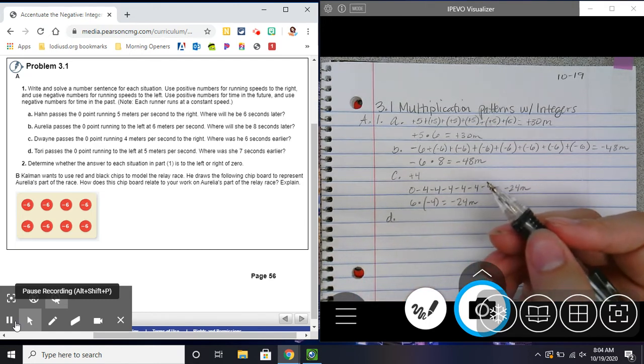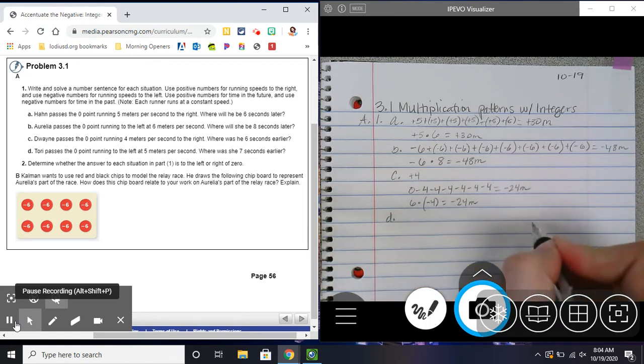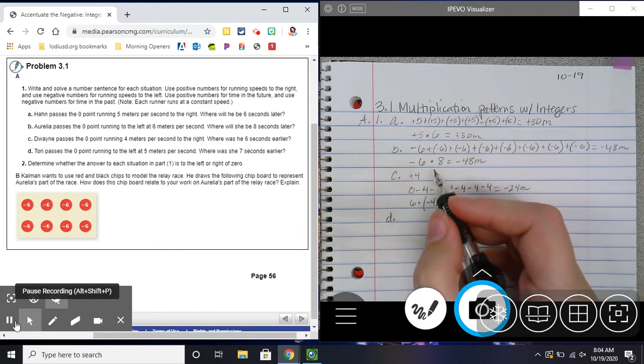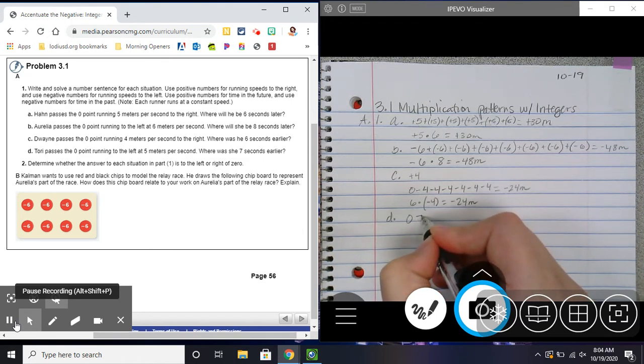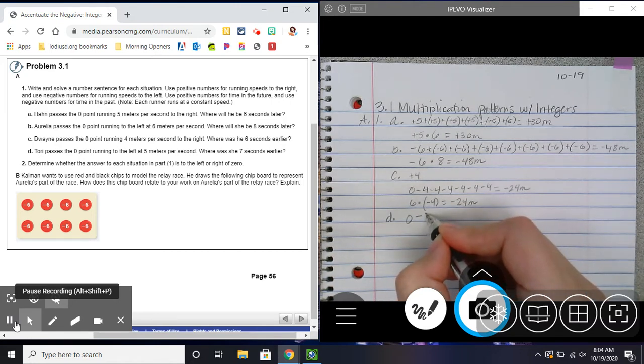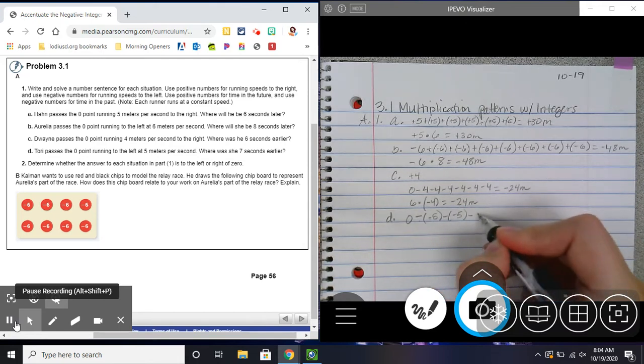Part D: Tori passes the 0 point running to the left at 5 meters per second. Where was she 7 seconds earlier? Again, we're going back this way because it's talking about earlier. We're starting at 0, and then she's going back in time, but she's going to the left, which is negative, because they told us to do negative for left. So you're going to have to do this 7 times.